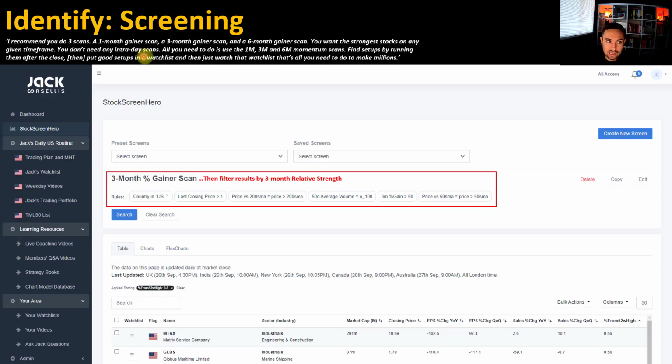You don't need any intraday scans. All you need to do is use the 1-month, 3-month, and 6-month momentum scan. Find setups by running them after the close, then put good setups in a watch list, then just watch that watch list. That's all you need to do to make millions.